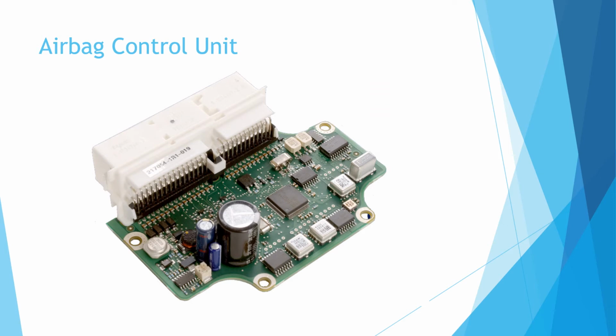Next is the airbag control unit. Here is the picture of the ECU, or electronic control unit, the main controlling unit or the brain of the entire passenger safety system. The ECU not only sends the firing signal to all the airbags, but in the case of a smart airbag system, it controls the force at which some of those airbags are deployed.